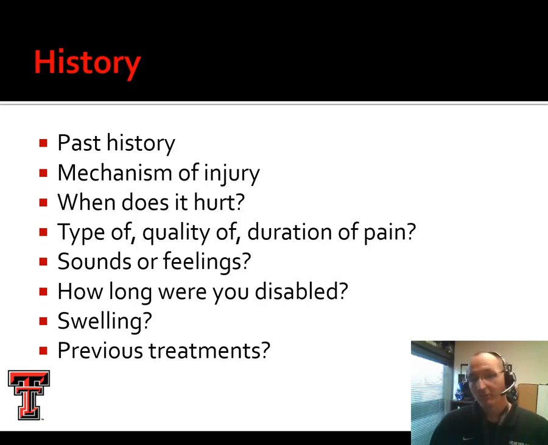If they were disabled, if they weren't able to bear weight in the past, how long did that occur? How long until they were able to return to activity? Do they currently have, or have they had, swelling? Do they recall their shoe not fitting appropriately, or other symptoms or signs that they had a significant injury? And then what, if anything, have you done for it?